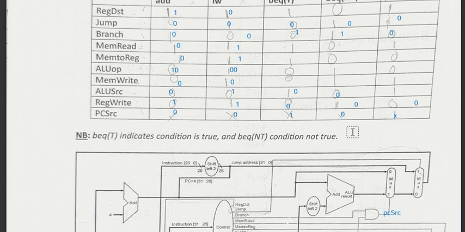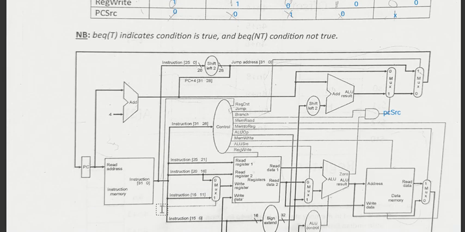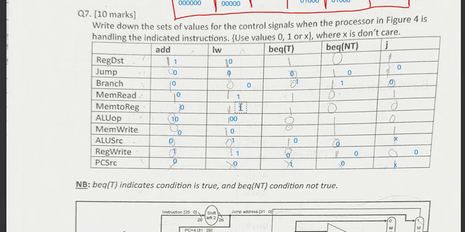The ALUSrc for jump. Well, jump doesn't even use the ALU, so it doesn't matter what you put there. So let's put a don't care here. Yes, jump doesn't use the ALU. You can just see, we compute the jump target address. It's not actually a computation, it's just concatenation, right? We just shift left and concatenate here, so we don't use it. So you can put a don't care.